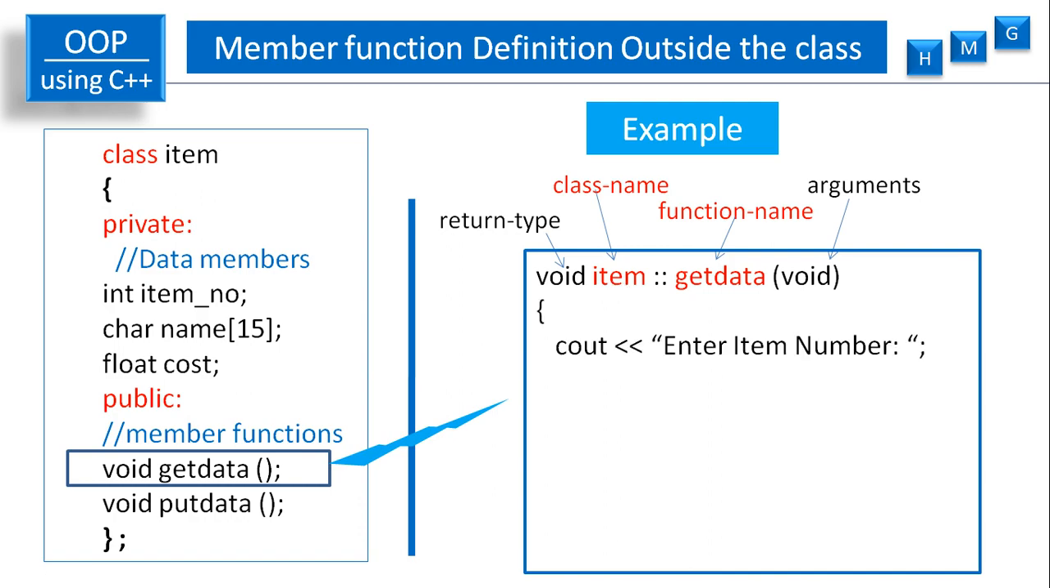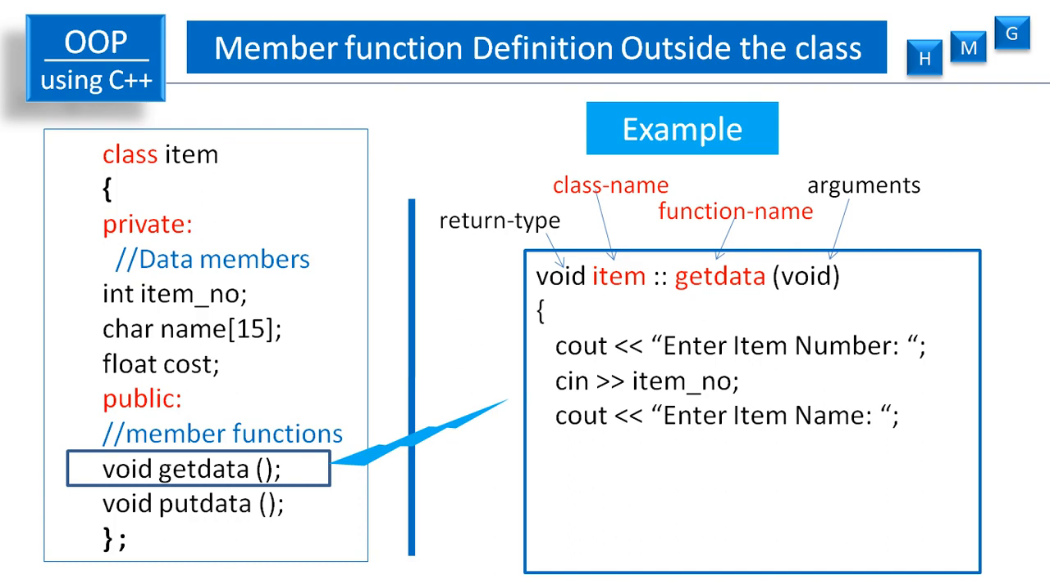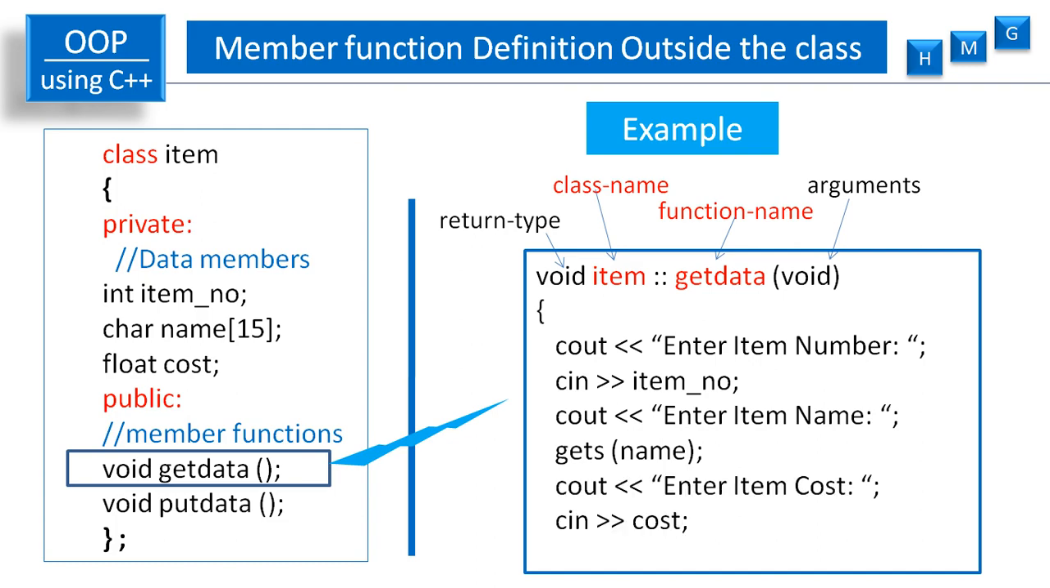Beginning of function. Now I will perform an output operation to display a message, enter item number. Then using cin I will accept the item number value. Again display the message, enter item name. Using gets I will accept the name of the item, then accept the cost of the item and end the function. So this is the complete function definition of the get data member function outside the class. Let us see one more example of put data.